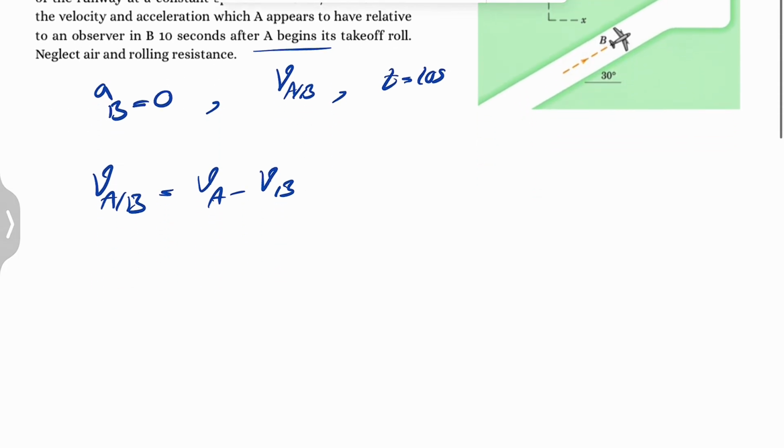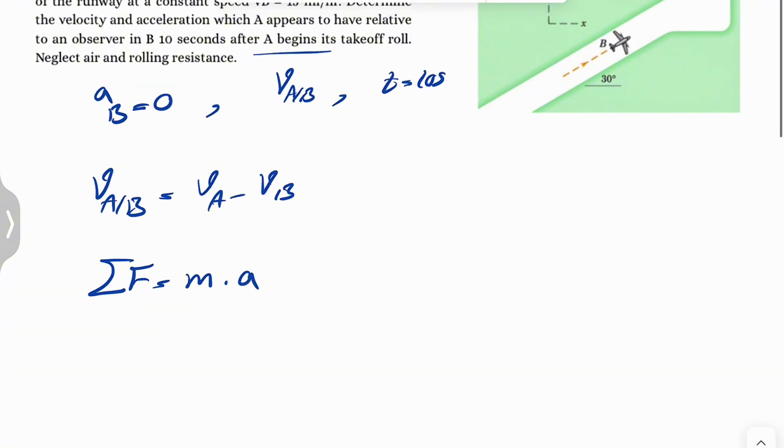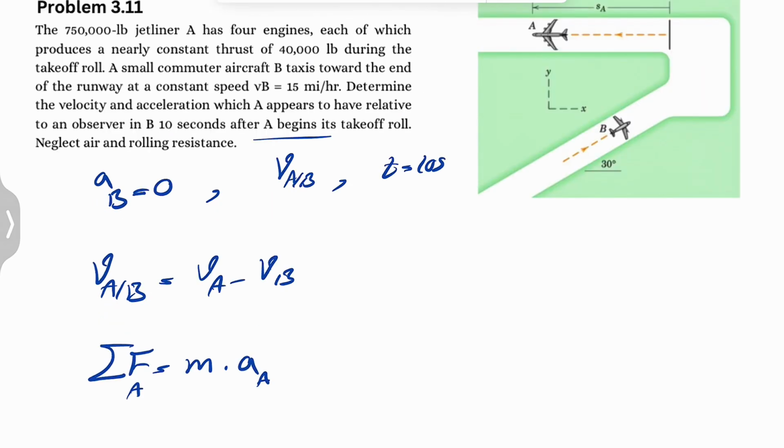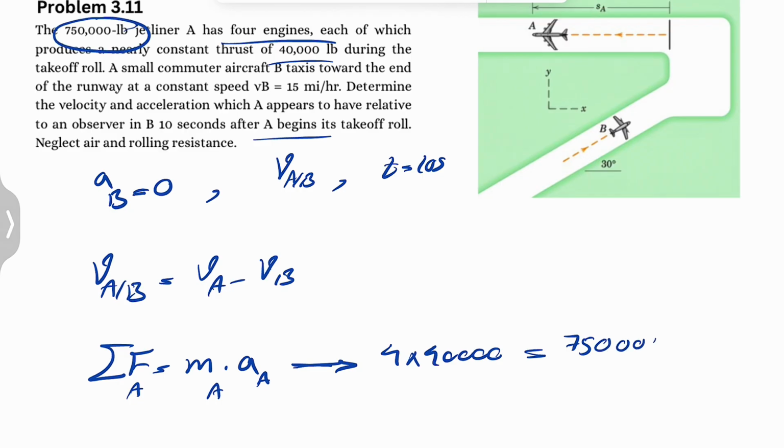So first of all, we have the sum of all forces equal to mass times acceleration, and we can start doing that with A. So the sum of all forces for A would be the mass of A times the acceleration of A. The forces that we have: the jetliner has 4 engines, and each of them produces 40,000 pounds. So basically 4 times 40,000 pounds. That's all the forces that we have. We have the weight, 750,000 pounds, but we are interested in mass, not the weight.